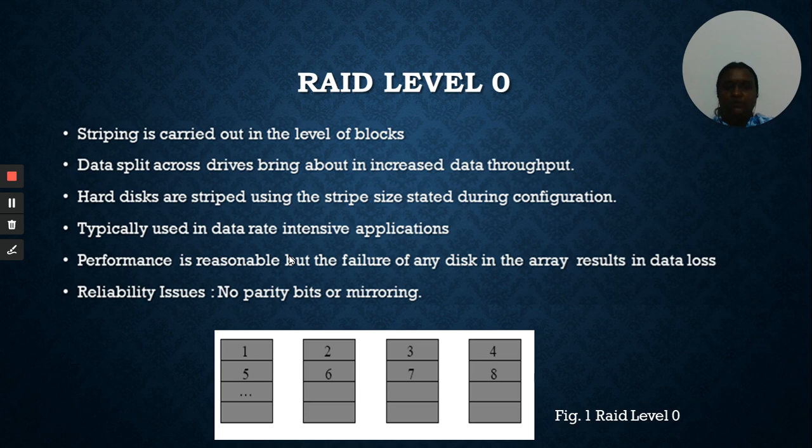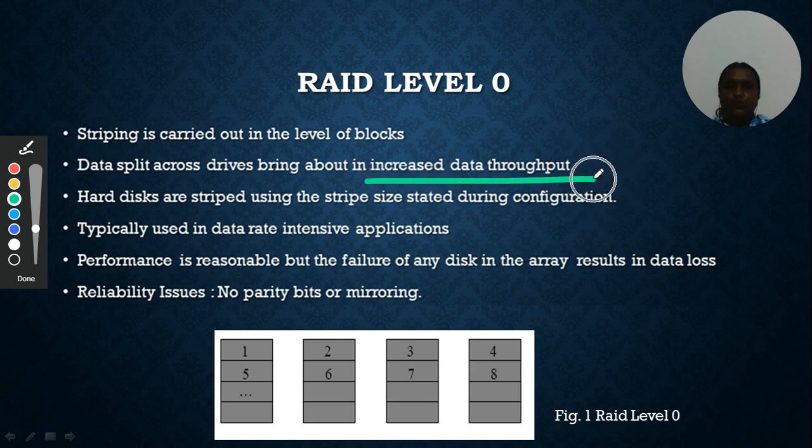These are all the levels of RAID. The first level of RAID is RAID level 0. RAID level 0 is very simple. It is carried out by making use of the concept called striping. How does data striping happen? When you are striping the data, you get increased data throughput.